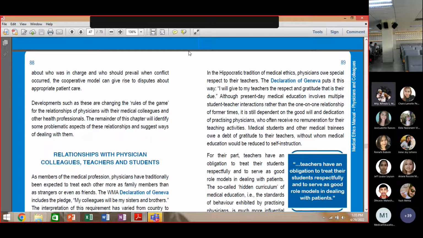So although present-day medical education involves multiple student-teacher interactions rather than one-on-one relationship of former times, it is still dependent on the goodwill and dedication of practicing physicians who often receive no remuneration for their teaching activities. Medical students and other medical trainees owe a debt of gratitude to their teachers without whom medical education would be reduced to self-instruction. Okay?